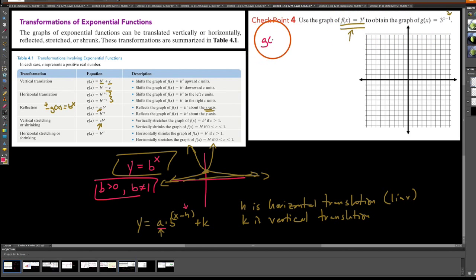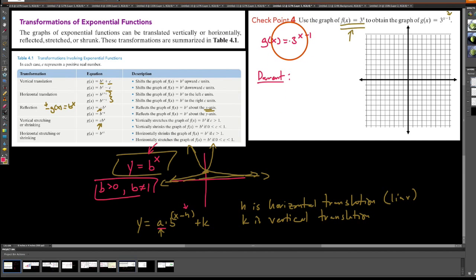If you want to graph g of x equals 3 to the x minus 1, what we're going to do is graph the parent function. And what I mean by the parent function is the function that looks like this, where the a value is specifically 1, and our h and k values are specifically 0.